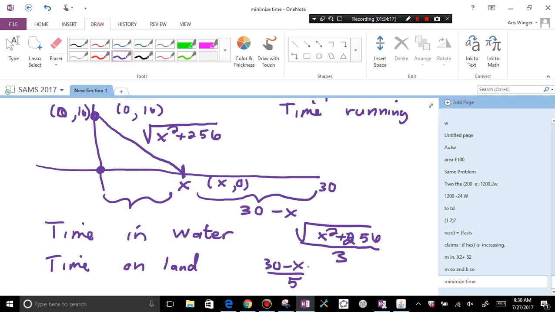So we'll start here next time. We'll add those two, take the derivative of it, and find the place that that person should swim to so that they can run there the fastest.